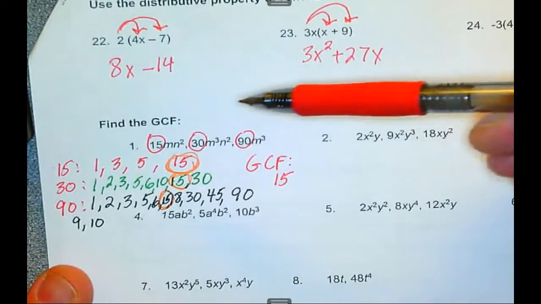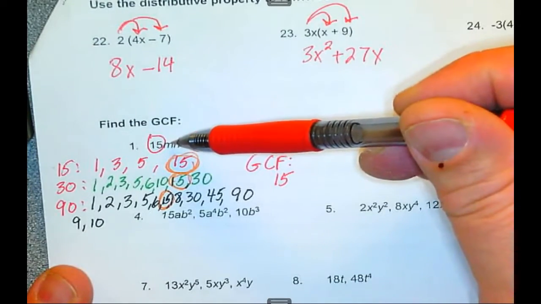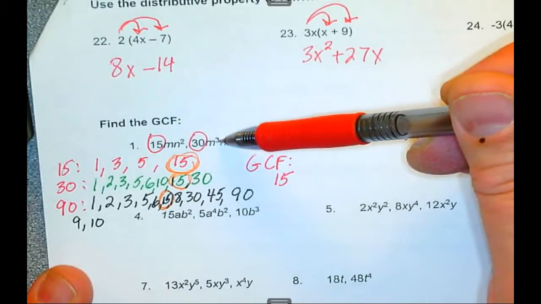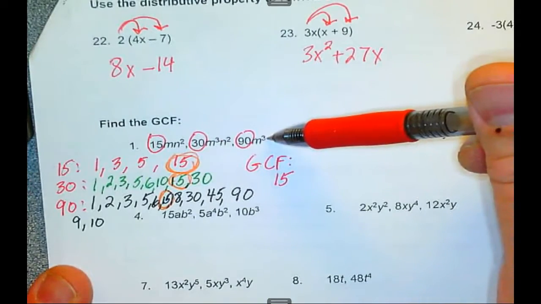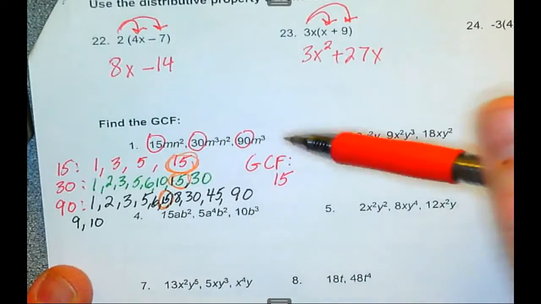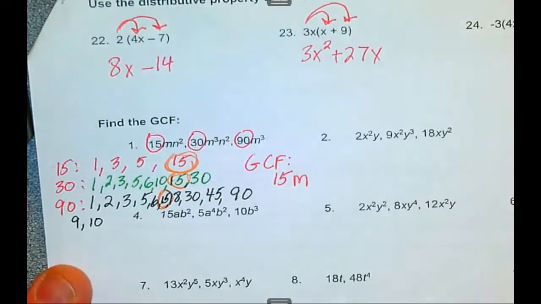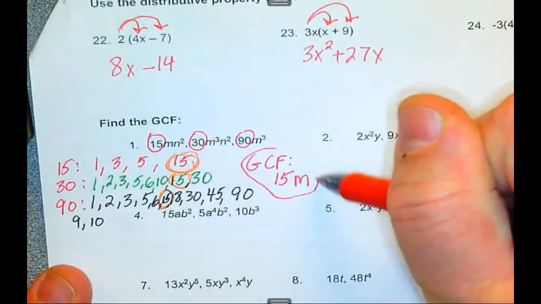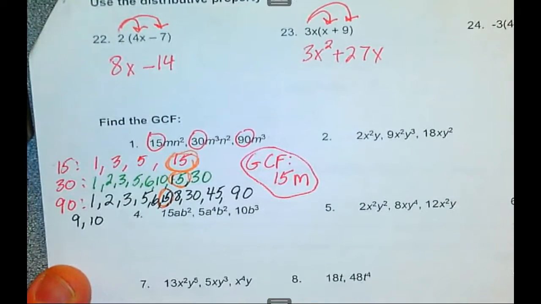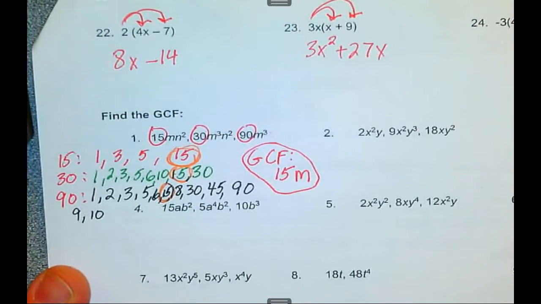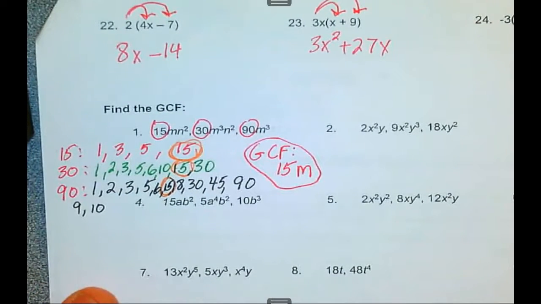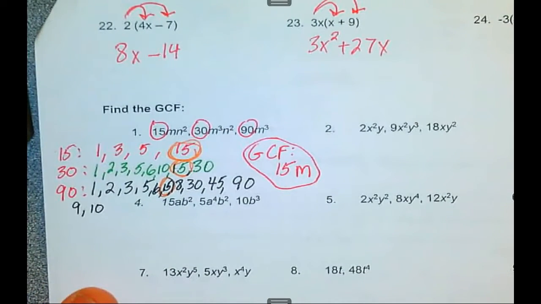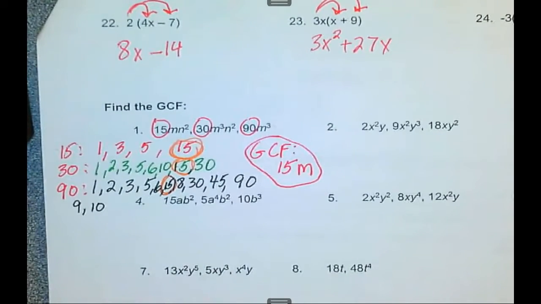Okay, let's look at the variables. How many m's do I have in this term? 1. How many m's do I have here? 3 and 3 m's. So the most I can take out is 1 of the m's. And that's it, because this term doesn't have any n's. So my greatest common factor, 15m. And that was pretty much all we did yesterday. We were multiplying. We reviewed some multiplying of binomial times a binomial.